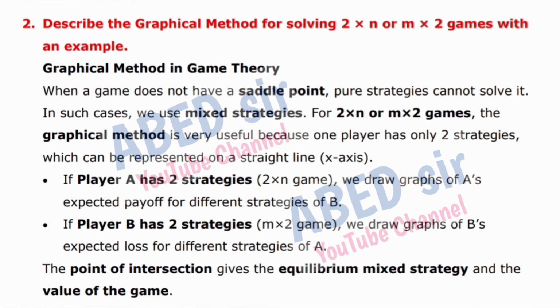If player A has 2 strategies, a 2 times n game, we draw graphs of A's expected payoff for different strategies of B. If player B has 2 strategies, an m times 2 game, we draw graphs of B's expected loss for different strategies of A. The point of intersection gives the equilibrium mixed strategy and the value of the game.